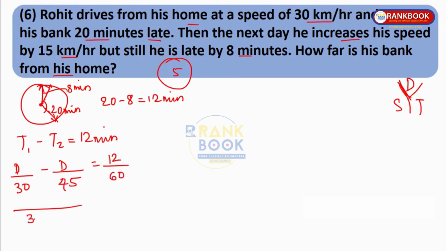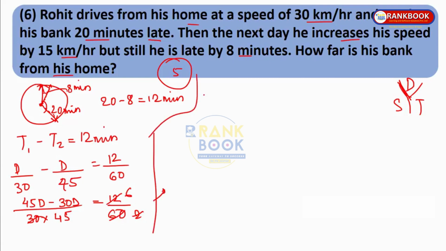What do we get over here? We get 30 into 45. We have 45D minus 30D equal to 12 upon 60. 30, this is 2, this is 6. So what do we have over here? We have 15D equal to 6 into 45. 15 3s are 45, so D equals 18 kilometers. See how you got it?